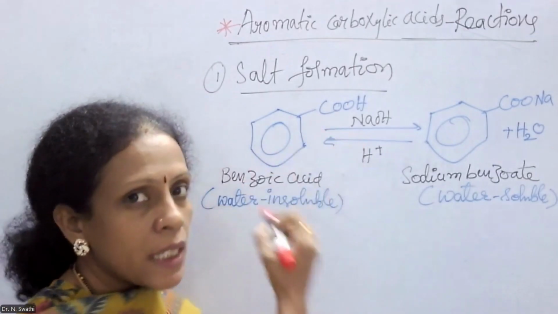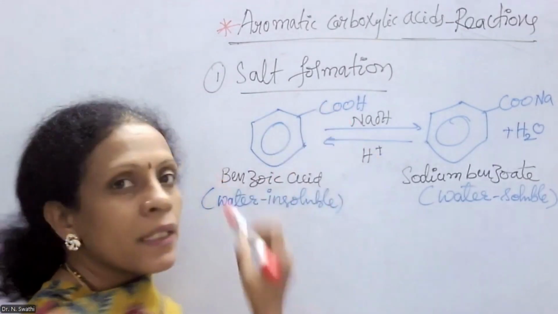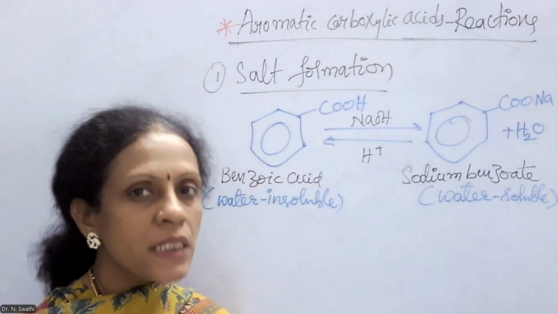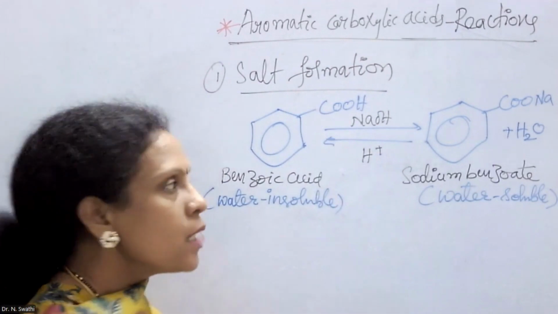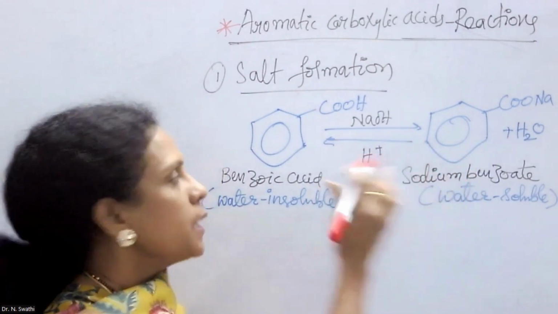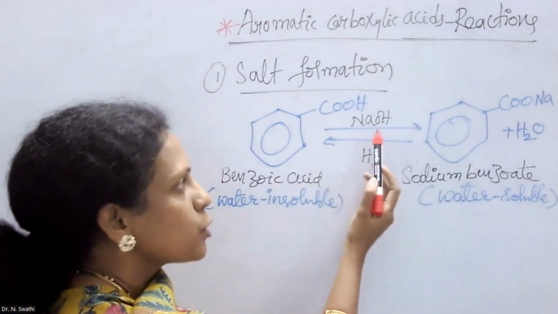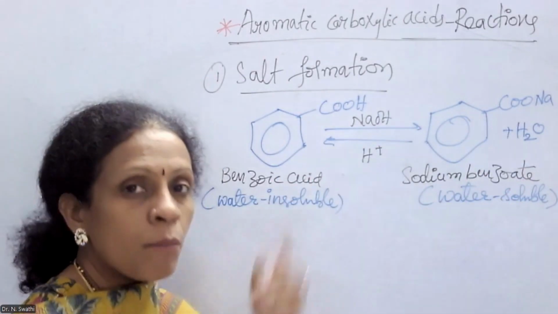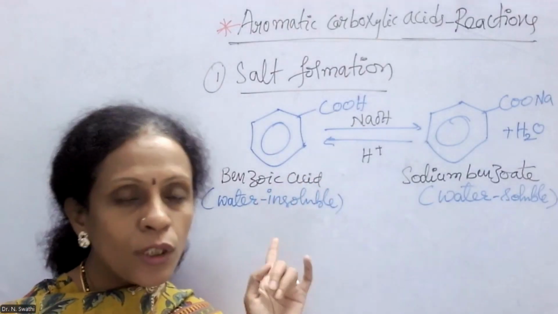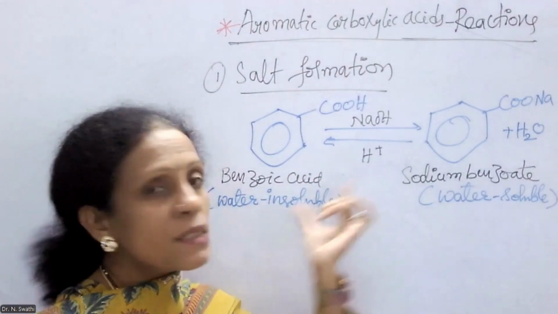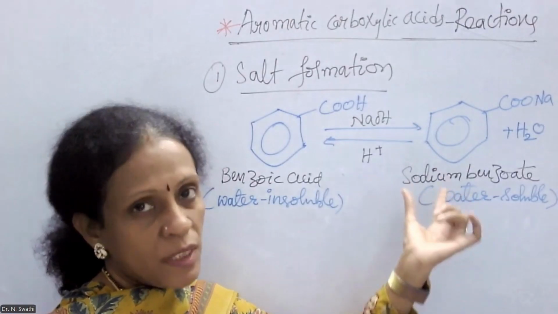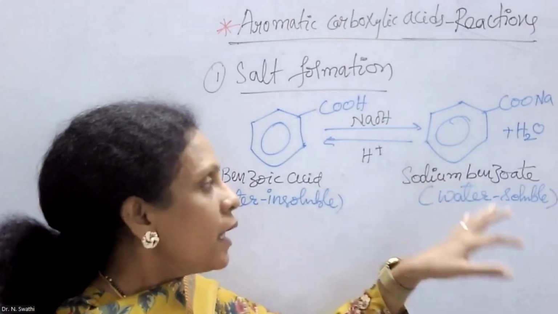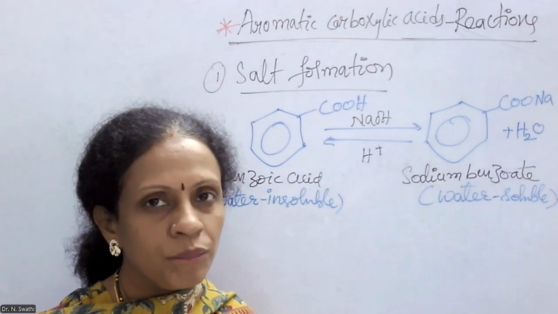Because carboxylic acids have acidic protons, they can be treated with aqueous alkalis such as sodium hydroxide or potassium hydroxide, so that they give the corresponding salt. So when benzoic acid reacts with sodium hydroxide, sodium benzoate salt is formed. Benzoic acid is usually water insoluble, as I mentioned earlier, but the salt obtained from benzoic acid, that is sodium benzoate, is water soluble in nature.